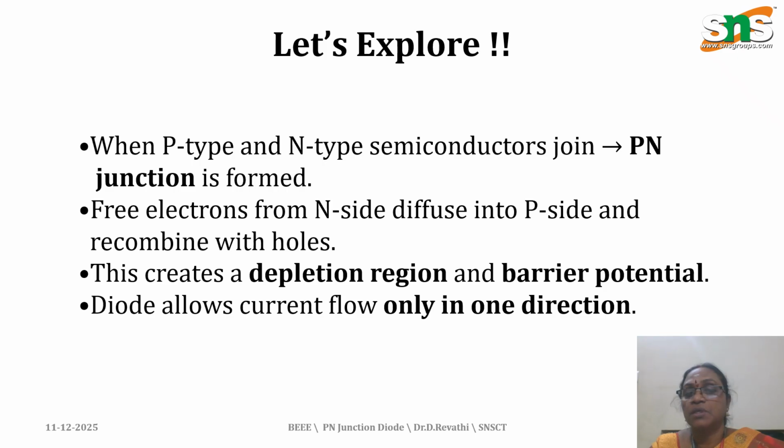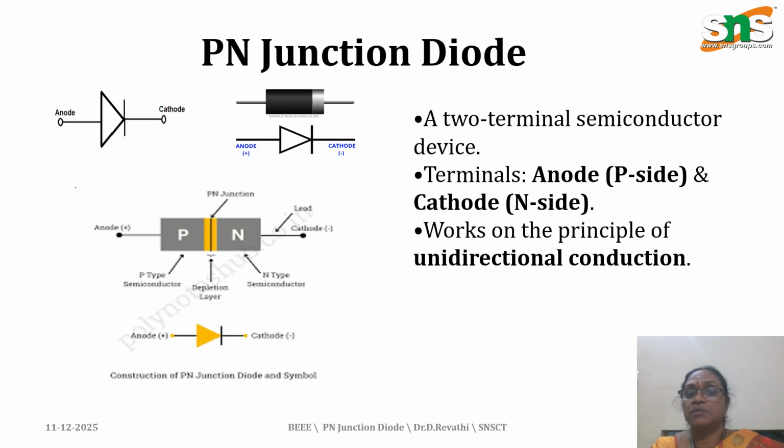First, we see the PN junction and how it is formed. When P-type material and N-type material of a semiconductor join, the junction is formed. We call that junction the PN junction. Free electrons from the N side diffuse into the P side and recombine with the holes, forming the depletion region, which we can say is the barrier potential. The diode allows current flow in only one direction, so we will explore all this through the PN junction diode.